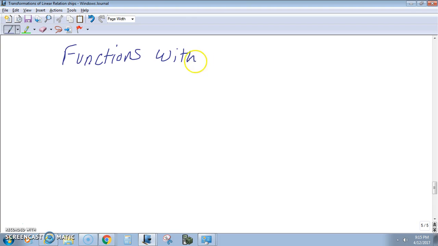Functions with holes in them. Let's do an example here. What if the function I'm looking at is x minus 2 over x squared minus 4. Okay, and we want to make the denominator 0, and I wanted to factor it. What would that look like?